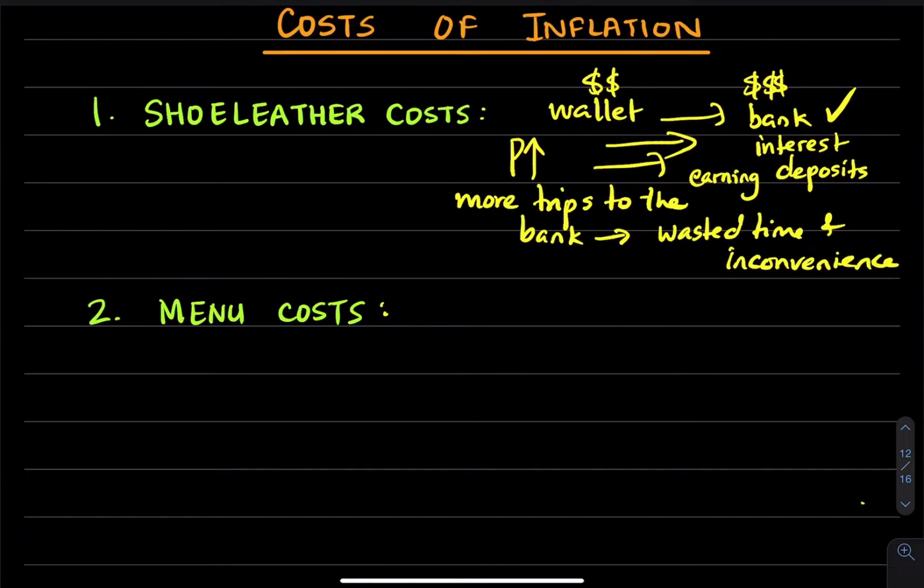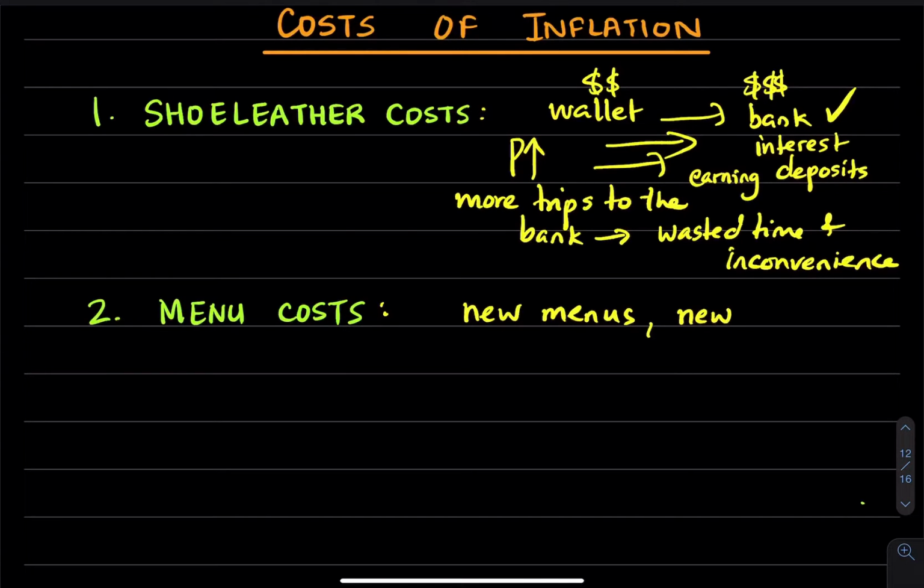Okay, now menu costs. So there are numerous costs that are associated with changing prices. Now, if you think about it, if prices are changing in the economy, like let's say the price of oil has gone up, then the prices of everything, all the goods and services get affected. Now, there are costs of printing new menus. If you were running a restaurant, you would be affected by that.